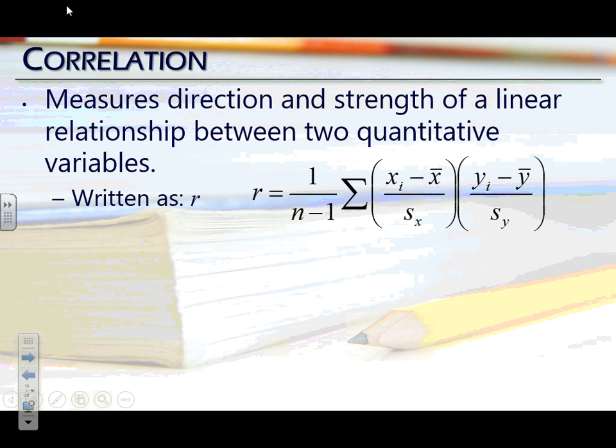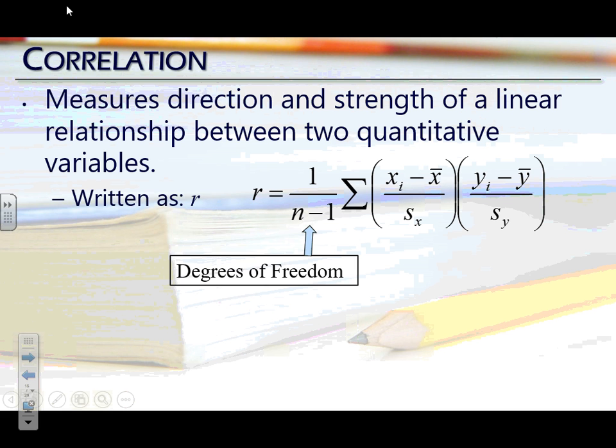We have those degrees of freedom from standard deviation, right? Now take a look at what's inside that sigma notation. I have x minus x bar over s. What is that? That's the z-score. X value minus mean divided by standard deviation. So that's the z-score for my x value. And then I have y minus y bar over sy. That is the z-score for my y values.